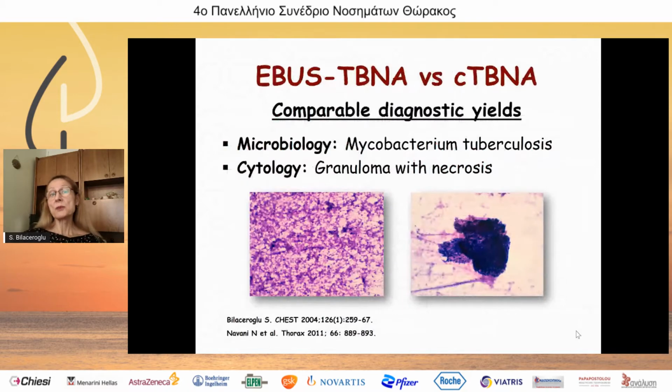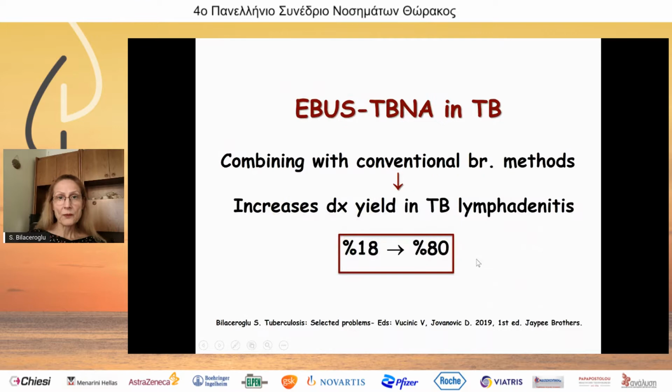What about EBUS-TBNA compared with conventional TBNA? When they are compared, their diagnostic yields are similar, not different. Again, combine microbiological specimens with cytological specimens. In this picture you see the acid-fast bacilli in the smear, and this is a cytological specimen showing a small granuloma of TB.